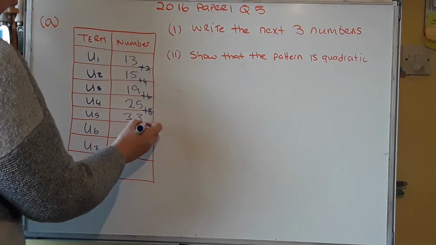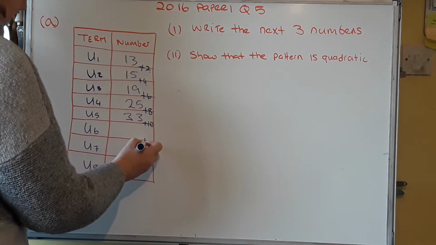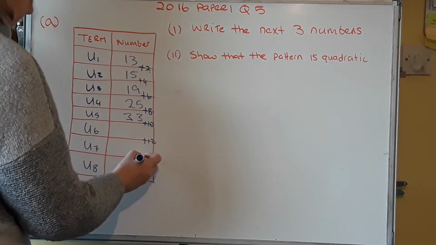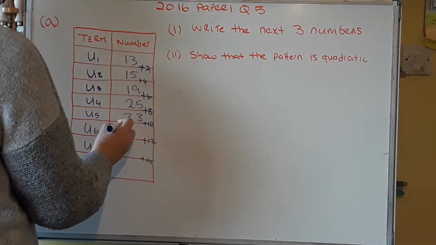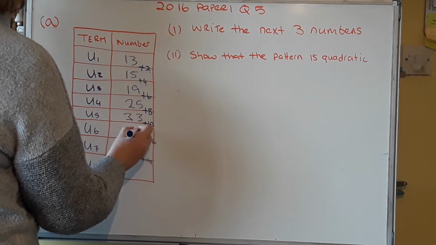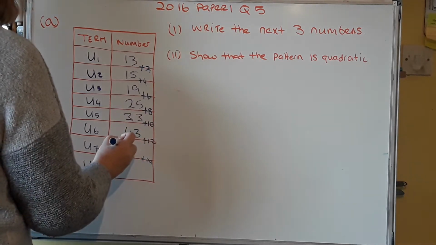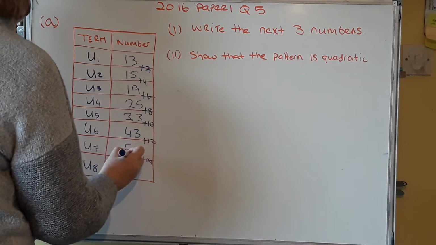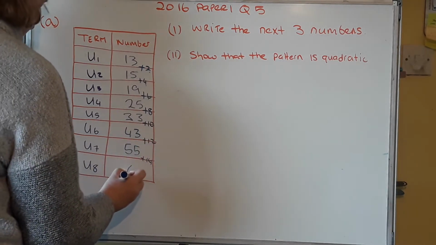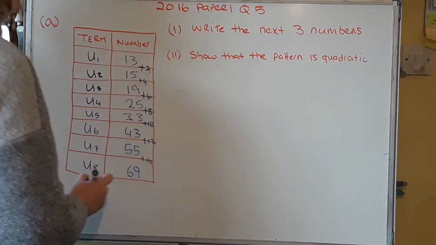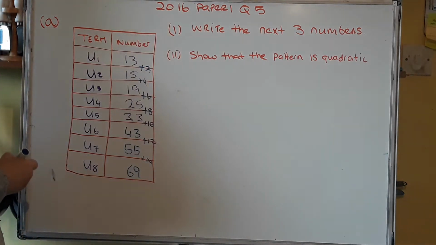So this will be plus 10, plus 12, plus 14. So 33 plus 10 is 43. 43 plus 12 is 55. And 55 plus 14 is 69. Okay, and that's how you do part 1.